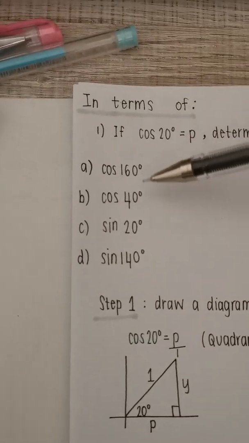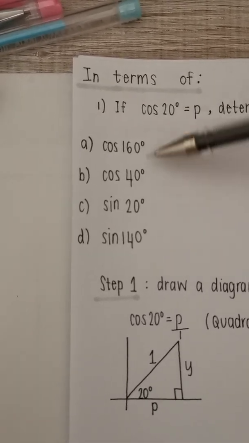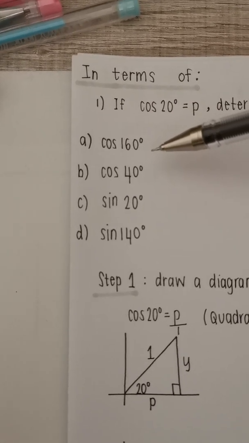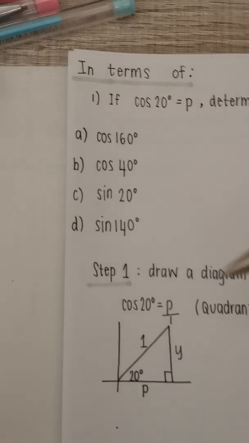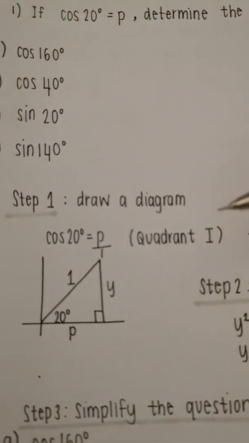They want cos 160, cos 40, sine 20, and sine 140. And we know that we can change all of these in terms of 20 degrees by using our reduction formulas that I spoke about quite a few times already in the previous video. Anyway, let's go to drawing the diagram.